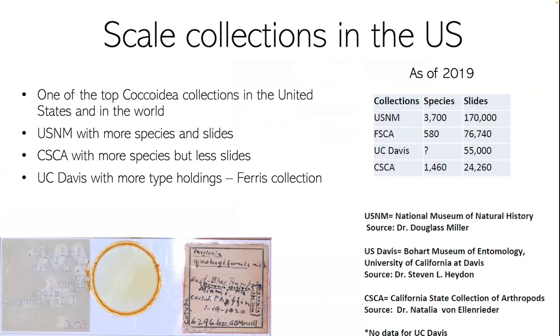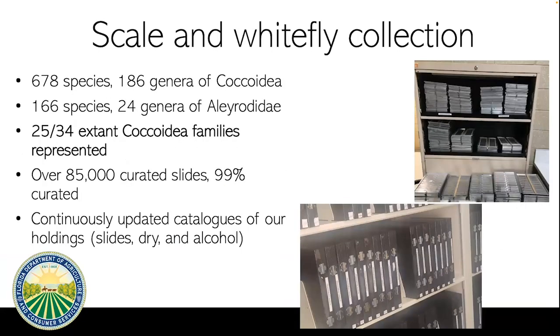As far as the coccoidea goes, the USNM has the most species and slides in total. This is 2019 data. The CDFA, the California State Collection, has more species but fewer slides. And UC Davis, not completely clear on their statistics of total number of species, but they do probably have more type holdings because the Ferris collection was donated to UC Davis. So we have a good amount of species representation in our collection.